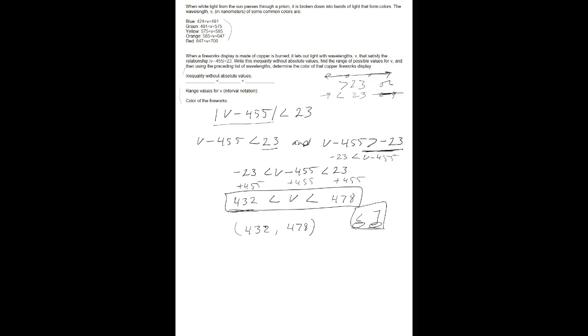Okay, so now we look at what color the fireworks is. Well, we know copper burns between 432 and 478 at that wavelength. Come back up to here, and we look at our values here. 432 and 478 is between 424 and 492, so it's going to burn at the color of blue. So when you see the fireworks, you see blue, you know they're burning copper.